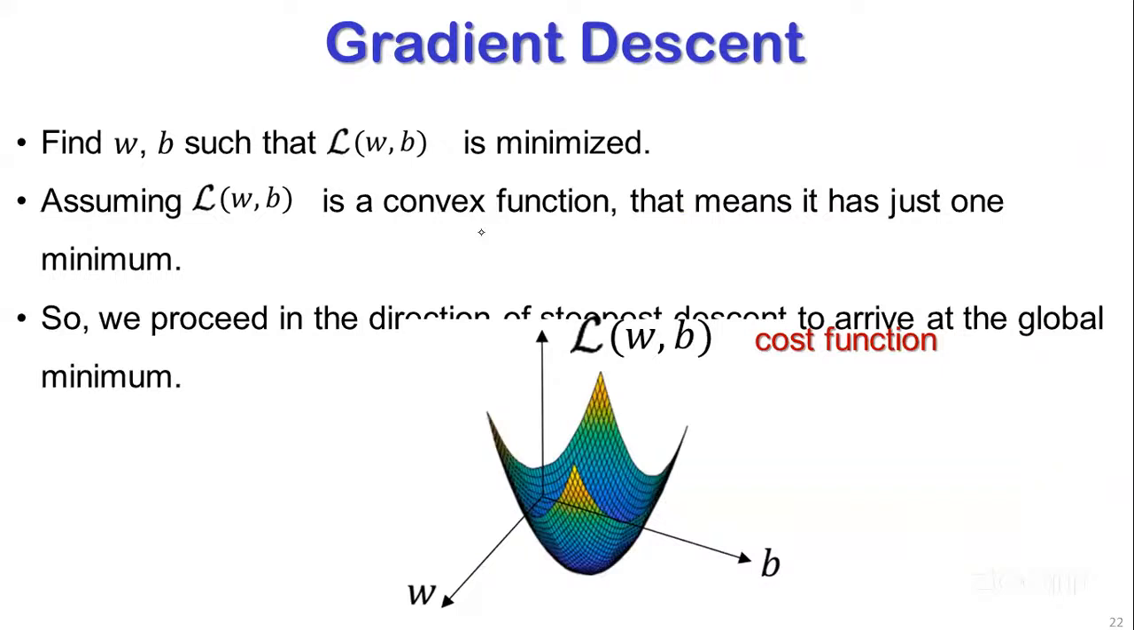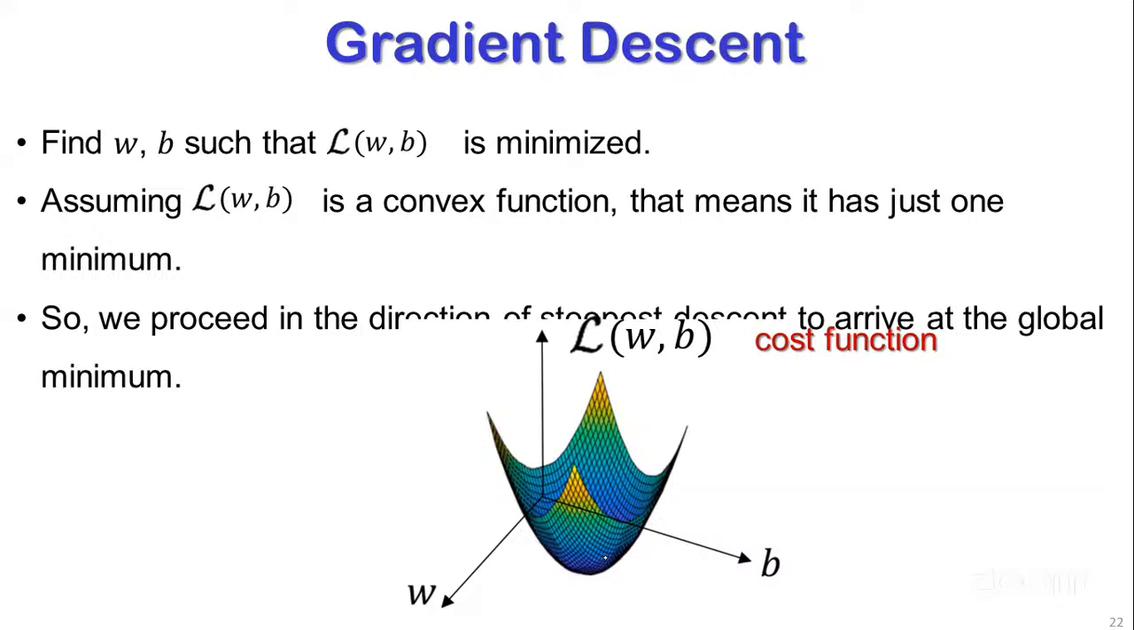Now we know that we need to find weights as well as bias. We are finding those weights and bias so that the loss function based on them is minimized. What we assume here is that this loss function is a convex function, right? So let us say it has just one minimum, and that is where we want to reach. So we are going to proceed in the direction opposite to the gradient, so that we can reach this global minimum.